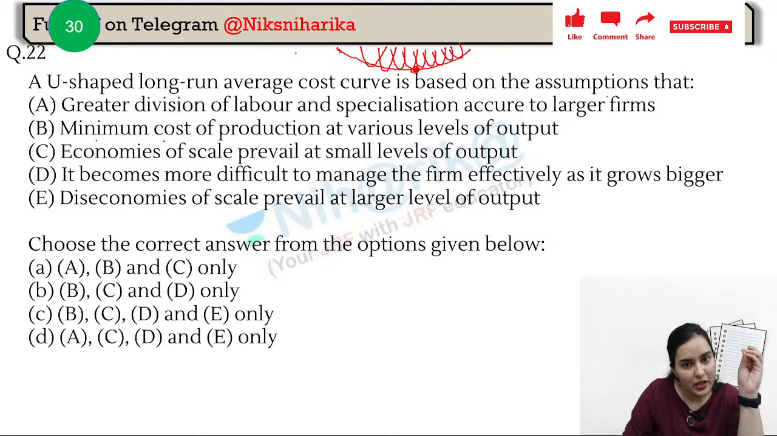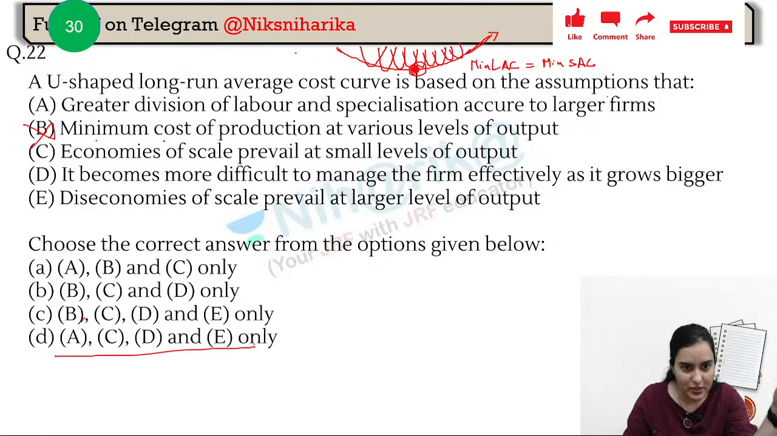Even when we do lower production, the cost will be higher, and even when we do higher production. Only at one point will the cost be at the lowest, that is, where the minimum point of LAC is equal to the minimum point of SAC, and that is only one point. That's why this option is wrong. The other points are right.